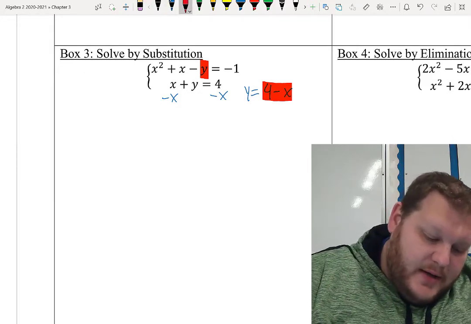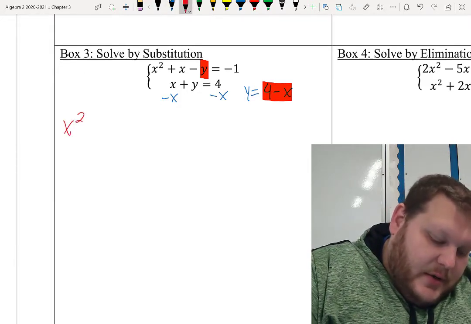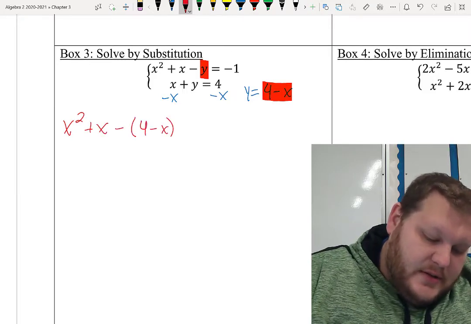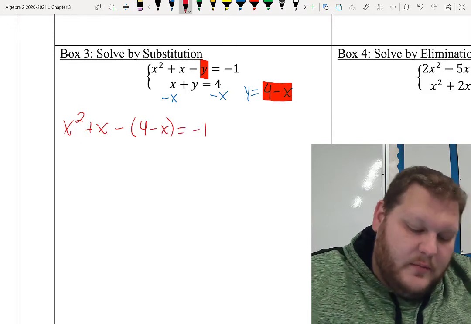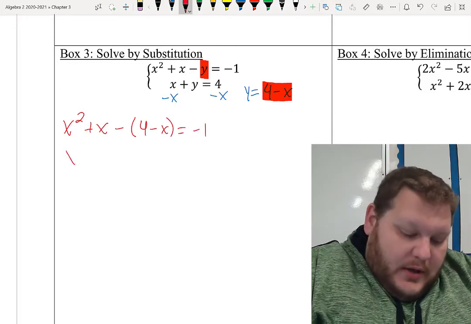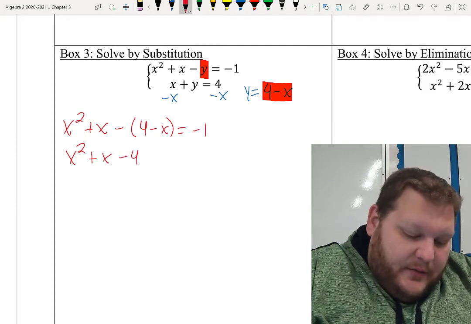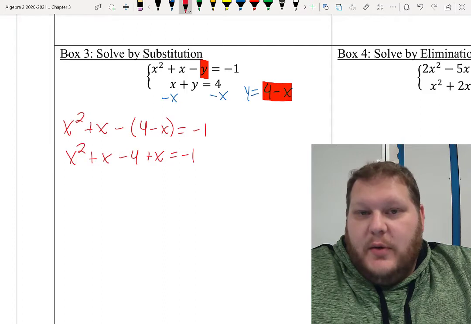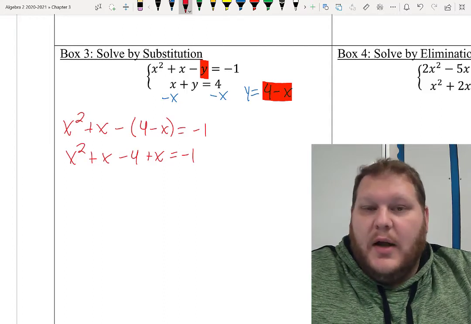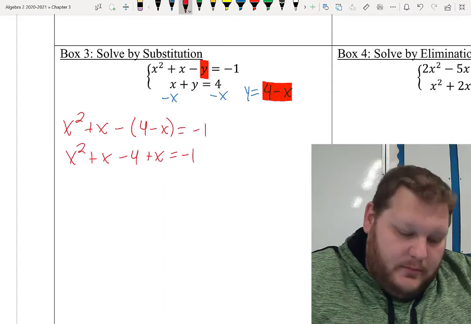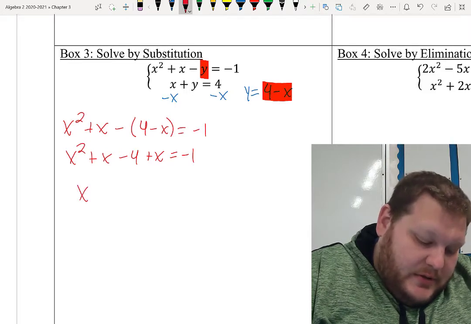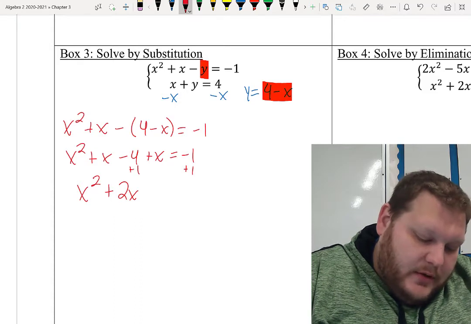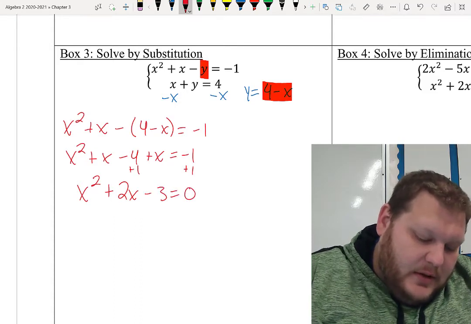So if I switch over to red, doing that substitution, x squared plus x minus, and here I'm going to put parentheses just because it's going to be important when I subtract that whole thing: x squared plus x minus (negative x plus 4) equals negative 1. And now you've got a quadratic equation that we can solve using whichever tool we need to from the first part of this chapter. So here, when I collect up my like terms, x squared plus 2x, I'm going to move this 1 over here as well, minus 3 equals 0.